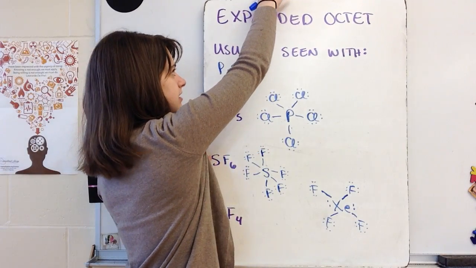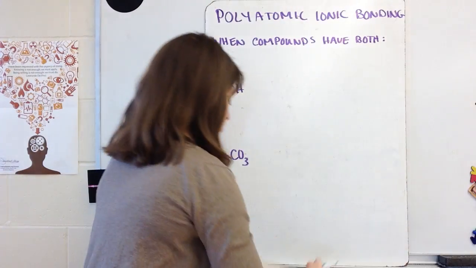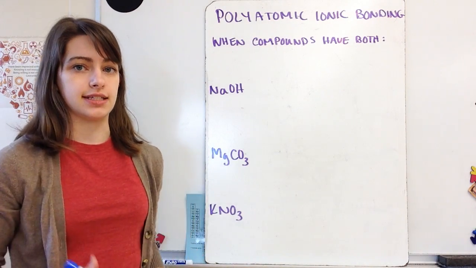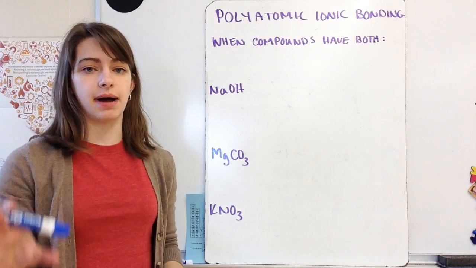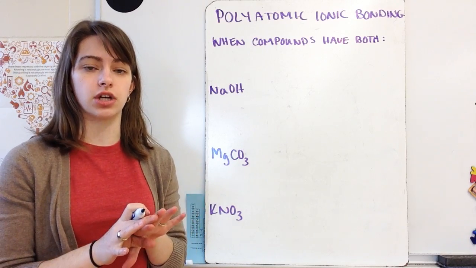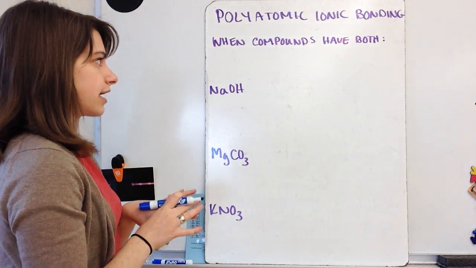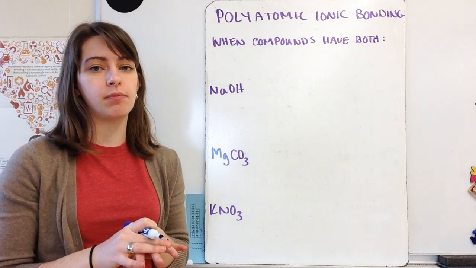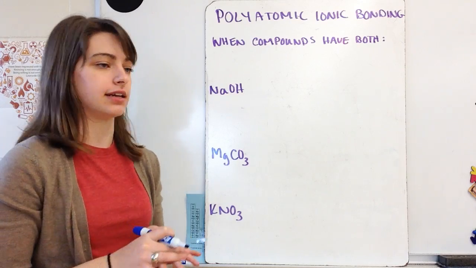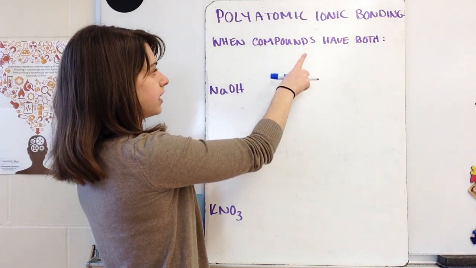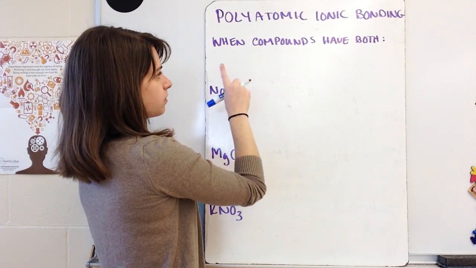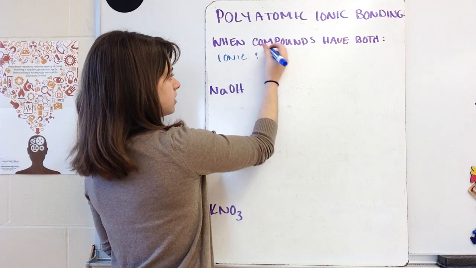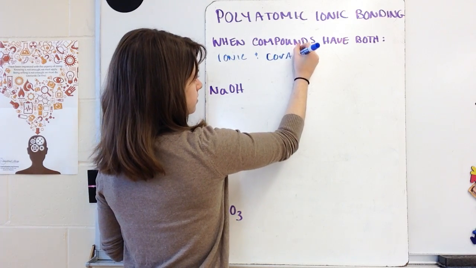Let's look at our last example of unusual bonding, which is polyatomic ionic bonding. Now, it's ionic bonding, so we're still going to see the positive and the negative that are going to attract each other to form that bond through electrostatic attraction. However, it's polyatomic because it's going to have both ionic and covalent bonds in it. So polyatomic ionic bonding happens when compounds have both ionic and covalent bonds.